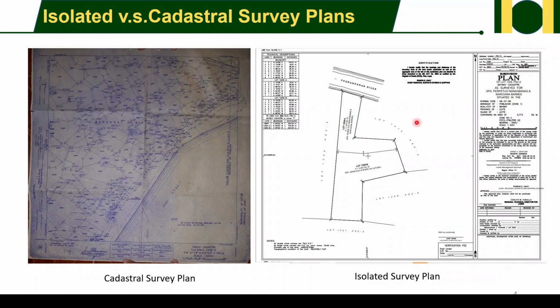The right side is an example of an isolated survey plan. As the name suggests, isolated, it is a drawing of only one cadastral lot. Or it could be a drawing of a consolidation of two or more cadastral lands. This video will focus on the preparation of an isolated survey plan.